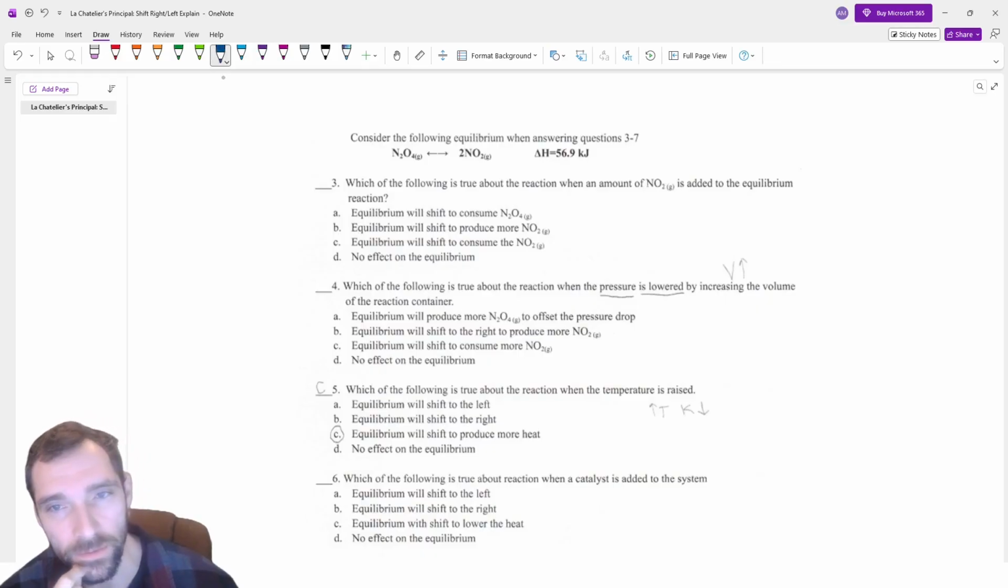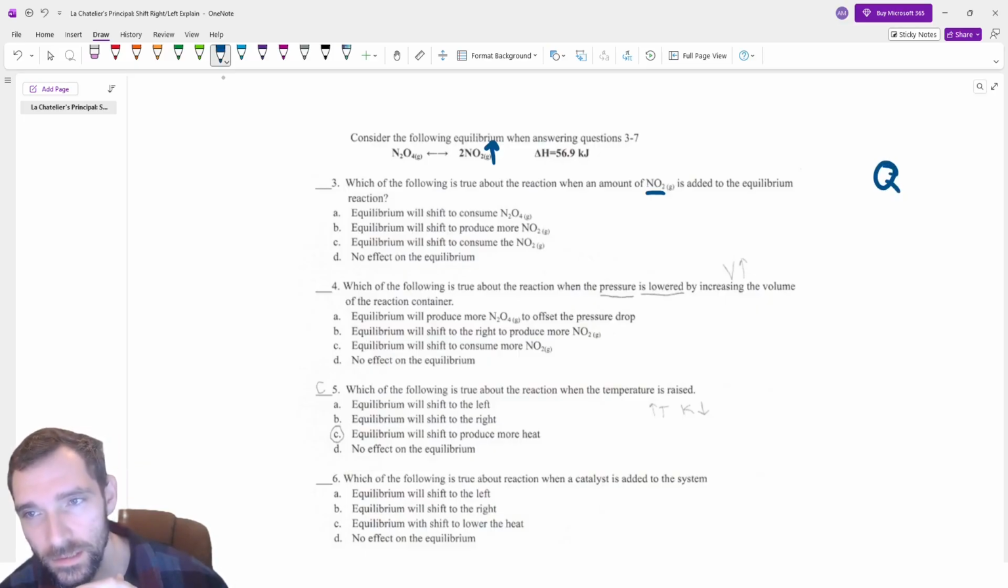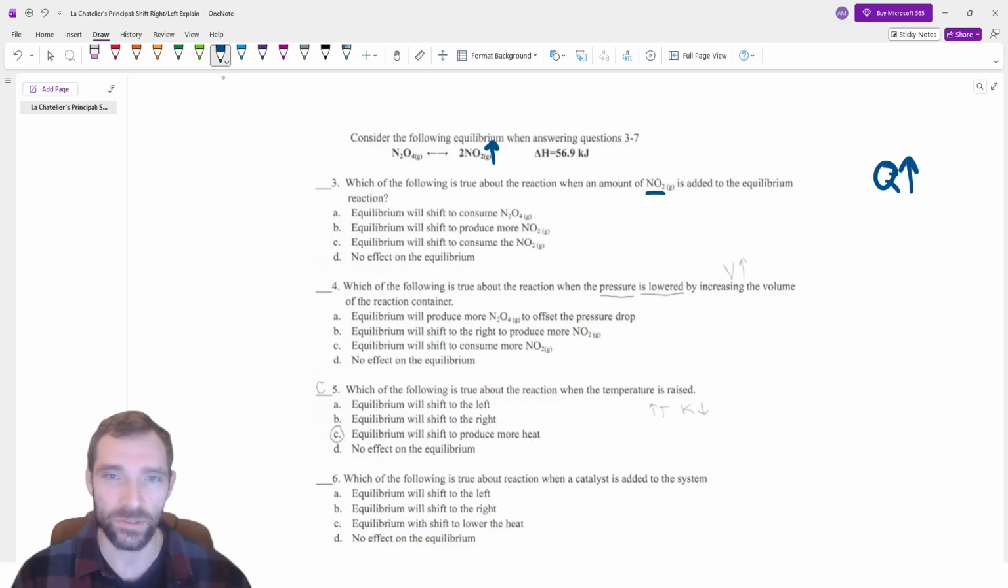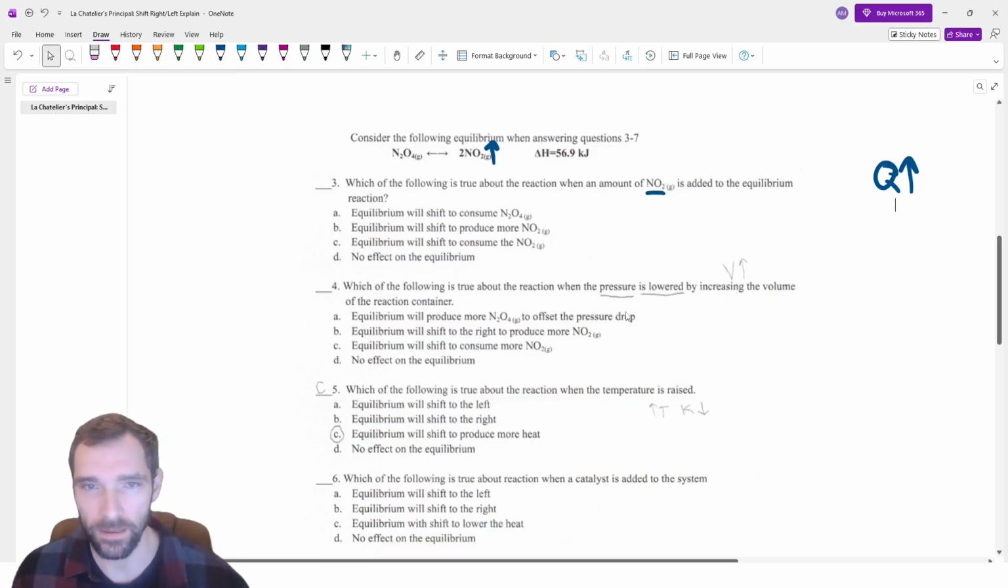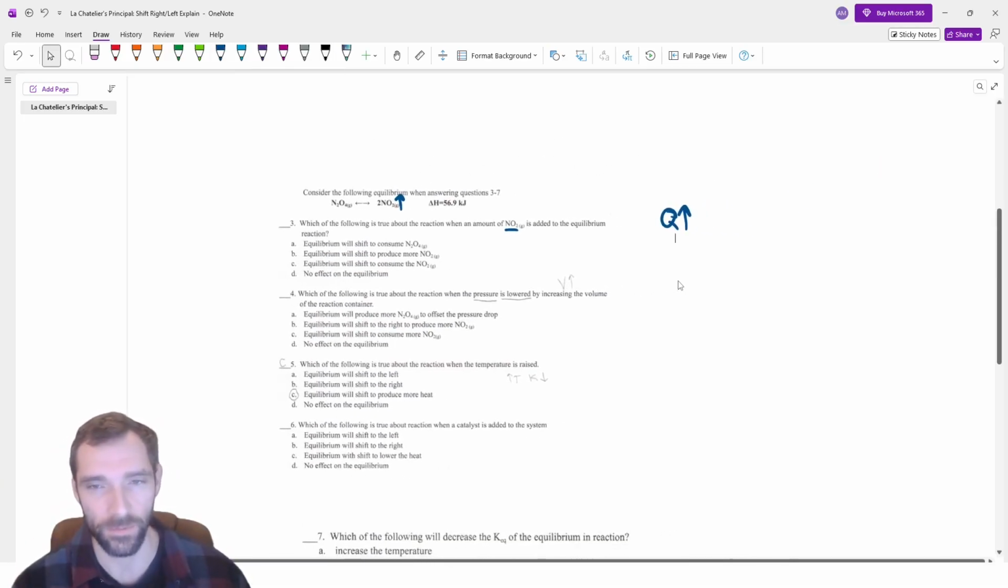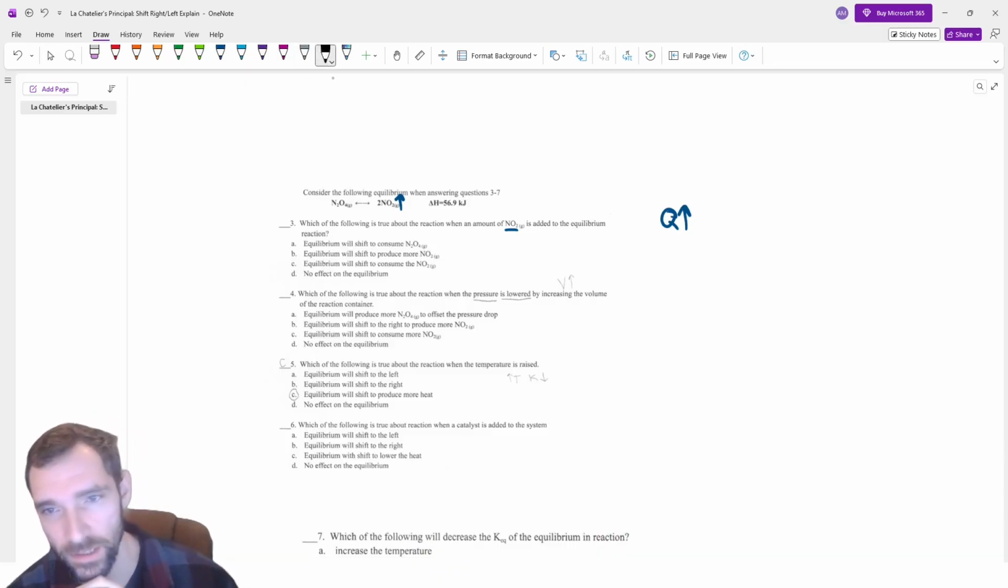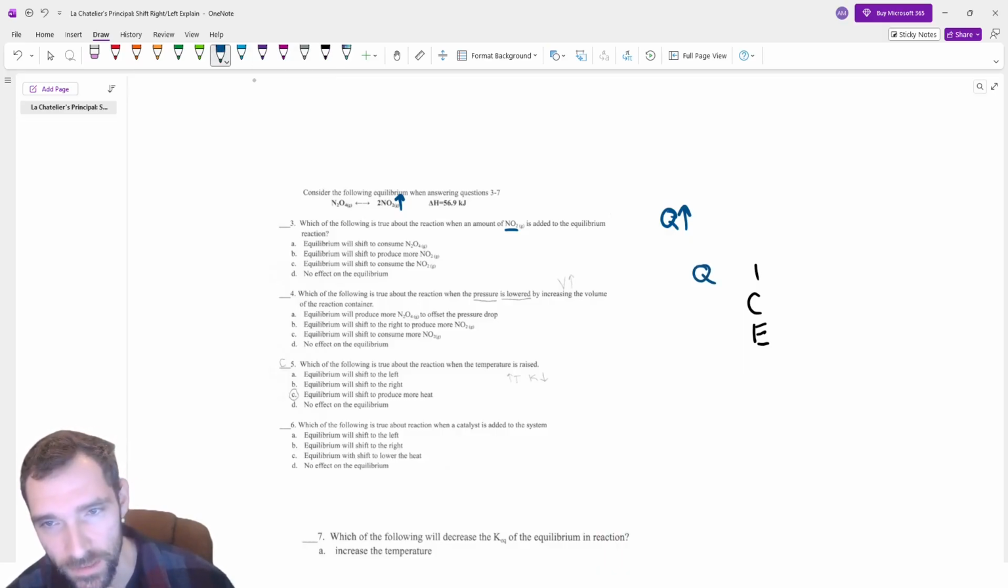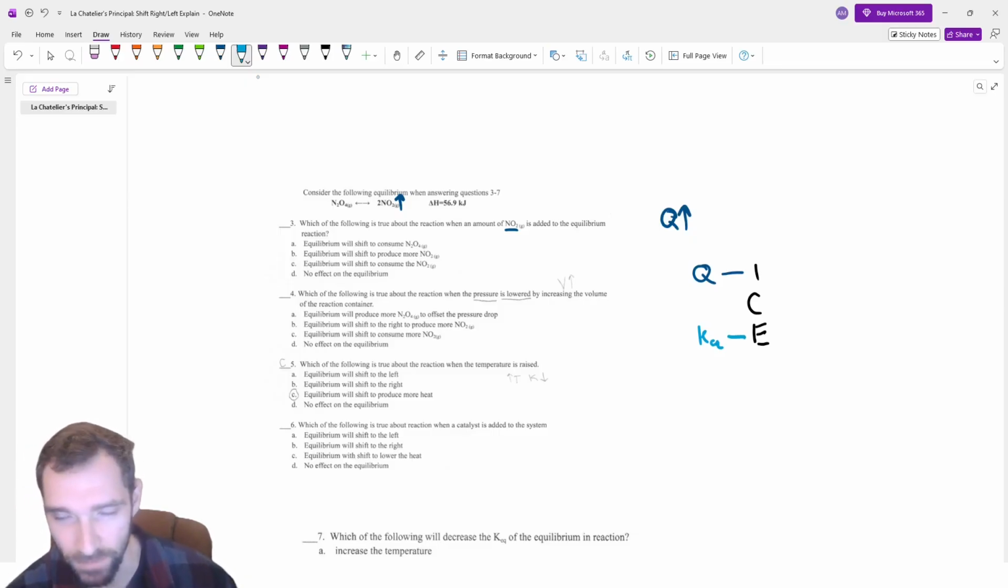So that NO2 right there is being added, and in that case, the Q is being increased, like the initial amount of this concentration. If you were to think about this in terms of an ice chart, with initial, change, and equilibrium, you can oftentimes think about Q as being related to your initial, and then K equilibrium is being related to the E or the end point of this ice table.